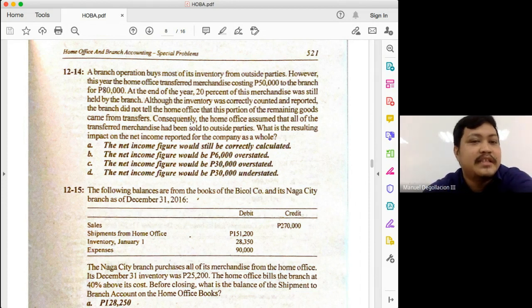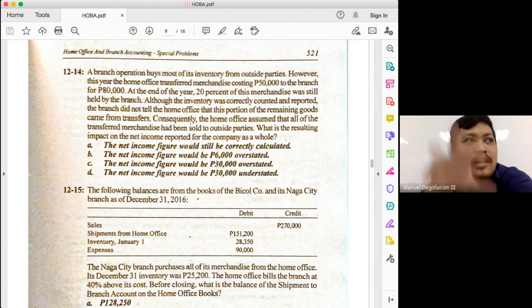But is that the case in this problem? What happened in this problem? 20% of this merchandise was still held by the branch. So that means, percentage wise, how much was sold? 80%. Okay? So what will that tell us? Out of that 30,000 total markup on the shipments, how much have we earned? How much has the home office earned? How much has the home office realized? It should also only be 80%.